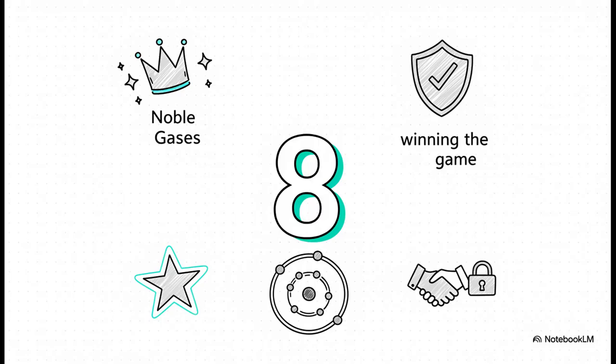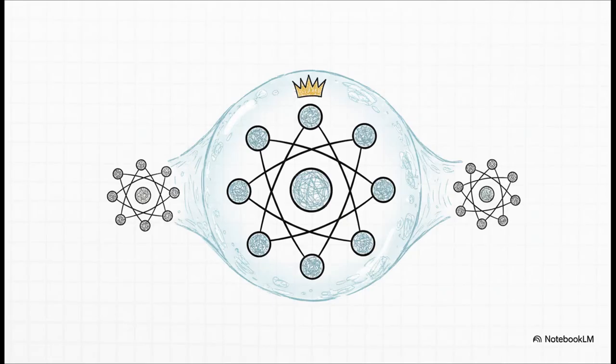And finally, let's meet the family that everyone else wants to be like, the noble gases in group 18. Their number? It's a perfect 8. They've already won the game. They have a full outer shell of 8 valence electrons. They've achieved the octet. Game over. And because they're already perfectly stable, they are kind of the snobs of the periodic table. They have absolutely no need to react with anyone else. They don't need to gain electrons, they don't need to lose them, they don't need to share. They are just stable, unreactive, and perfectly content all on their own.